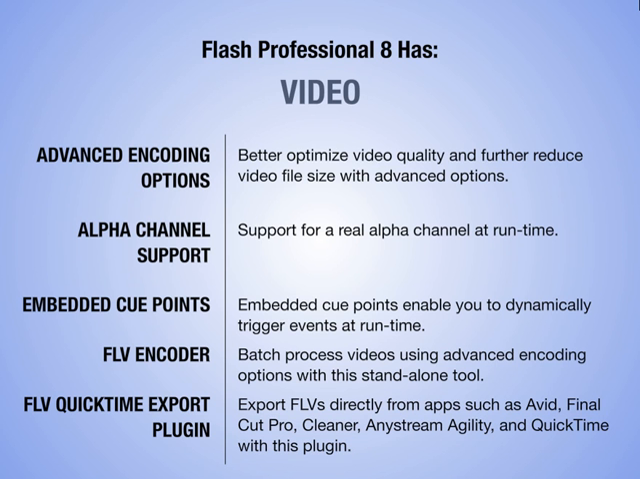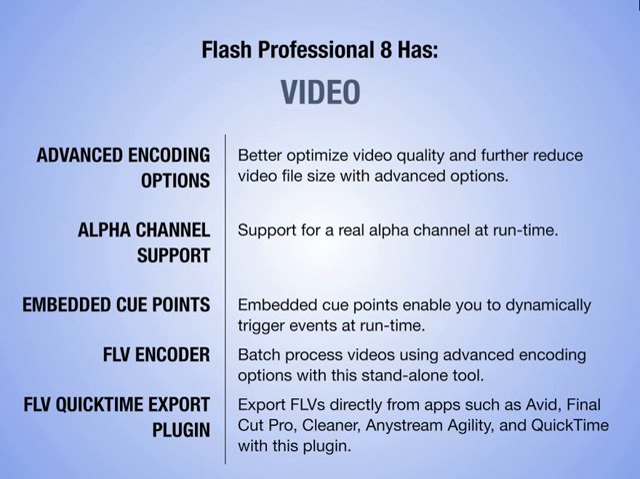Flash Professional 8 has that as well as offering alpha channel support, so you can actually have alpha channels inside of your video, thereby allowing you to overlay your video on top of Flash content seamlessly. It's a really exciting, neat new feature. Another one is embedded cue points for your video. By adding cue points, what that will allow you to do is have specific actions be triggered at certain points in the movie.